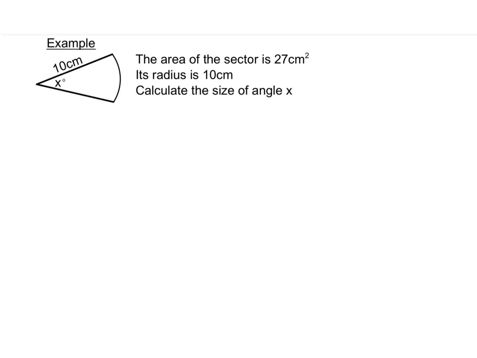Now again, I need one of my two formulas for either arc length or area of a sector. I'm going to look at the question again. It's giving me the area of the sector, so it makes sense that that's the formula I'm going to use here. So I'm going to write out my area of a sector formula, and then I'm going to start to fill in the parts that I know.